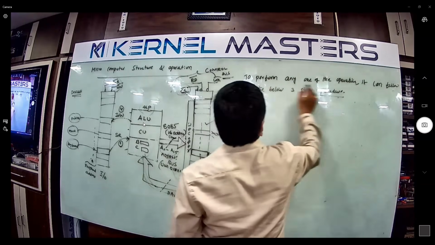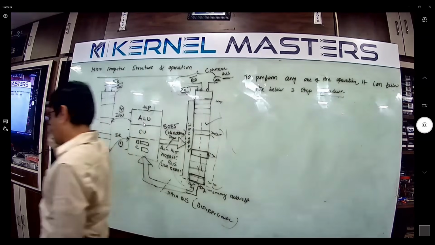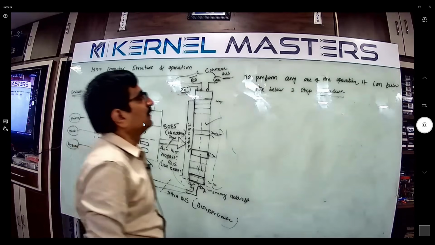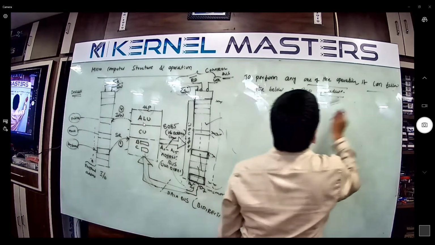To perform any one of the operations. Out of the 4 operations: memory read, memory write, IO read, IO write. To perform any one of the operations, it follows 3 steps only. Let's look at those 3 steps.